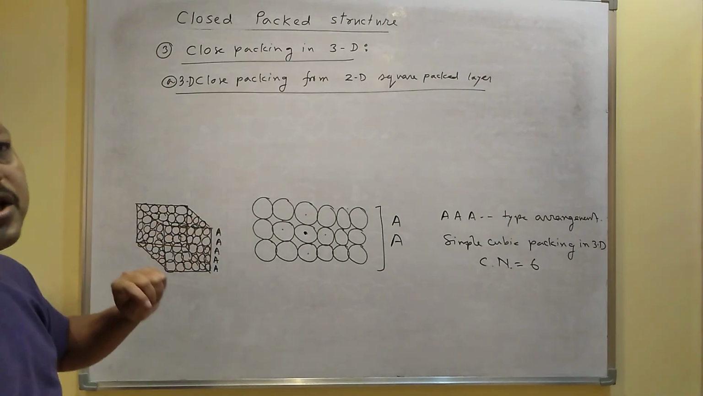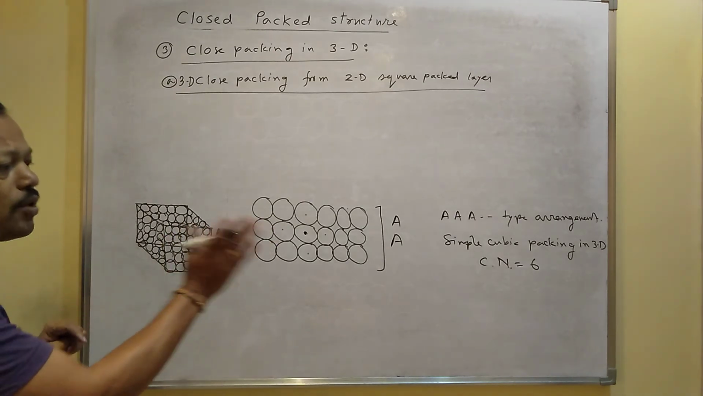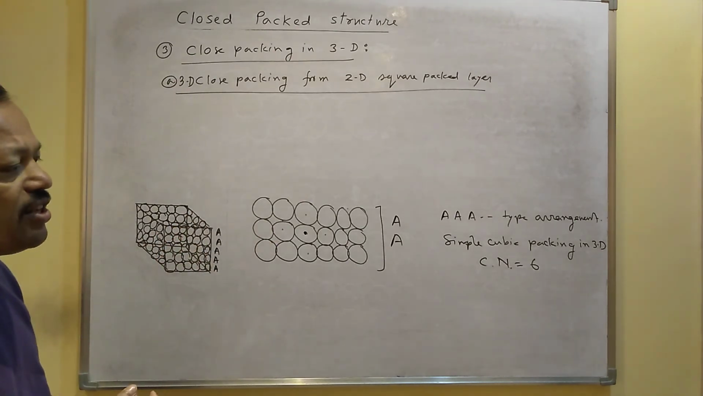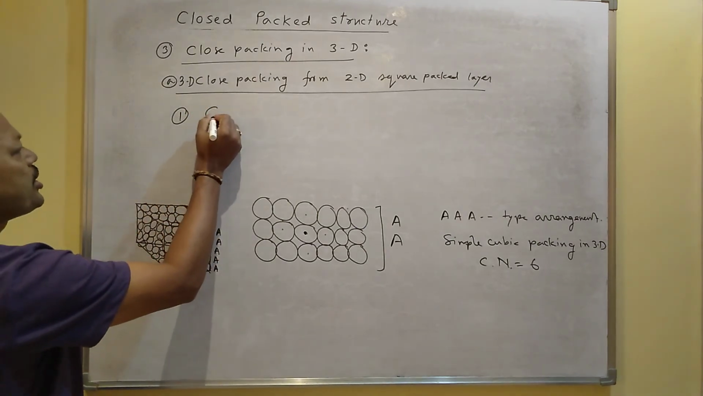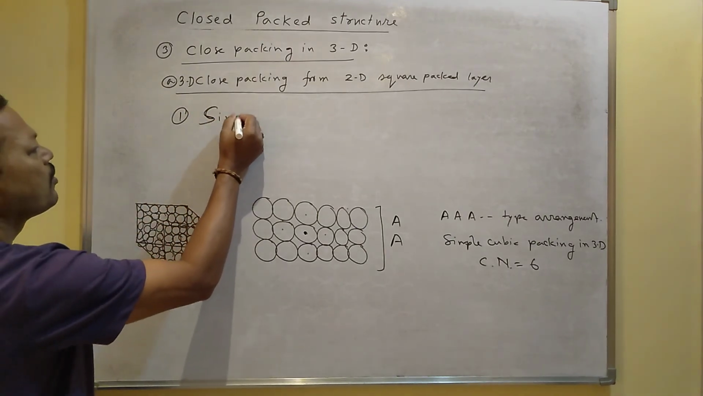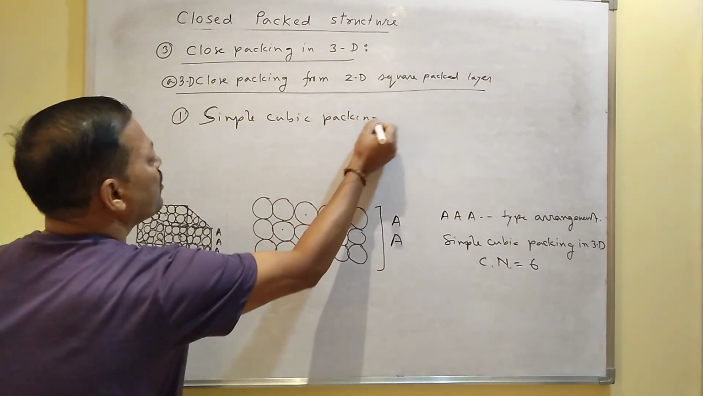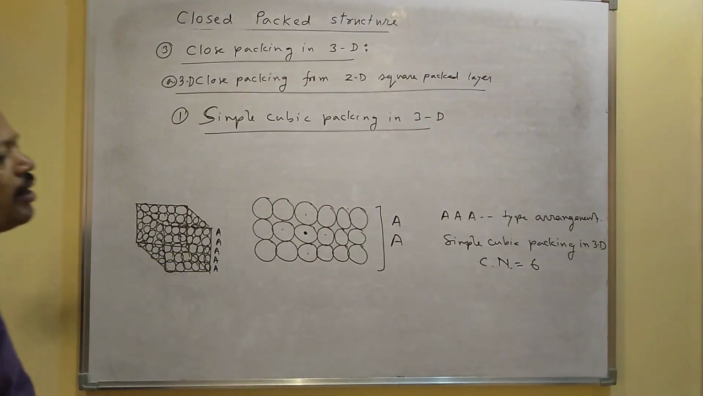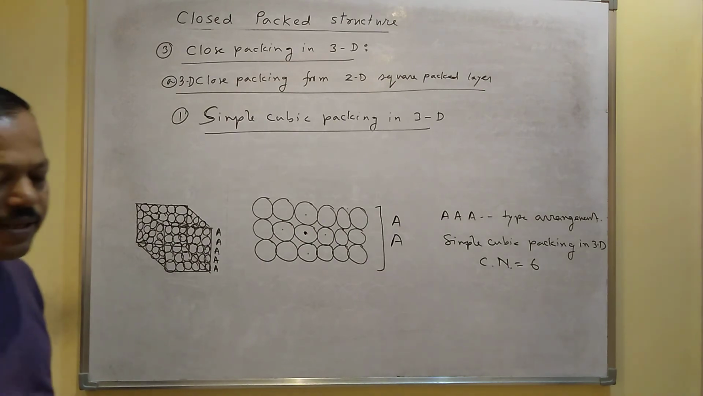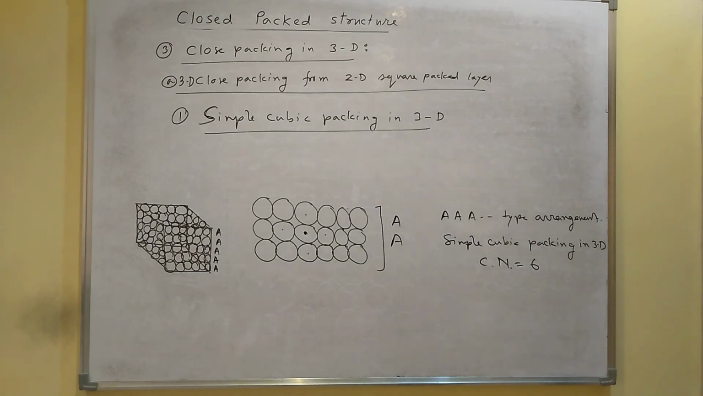Similarly, you can make the 3D structure from the 2D hexagonal close packing also. So this is one type of packing. Different types of packing you will get in 3 dimension. This is one of the packings, which is called simple cubic packing in 3 dimension, and in this type of packing the coordination number you will get is 6. So in the next class we will do the 3D packing from the 2D hexagonal close packing.